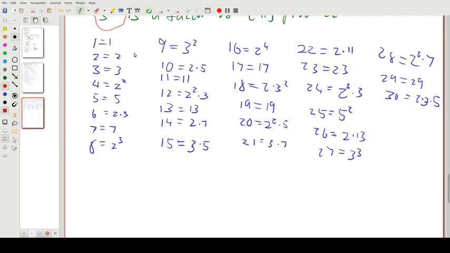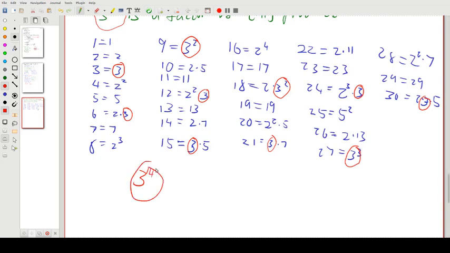Right, so let's do that. So we've got 1, 3, 1, 2, 3, 4, 5, 6, 7, 8, 9, 10, 11, 12, 13, 14. So 3 to the power 14. That'll be our answer.